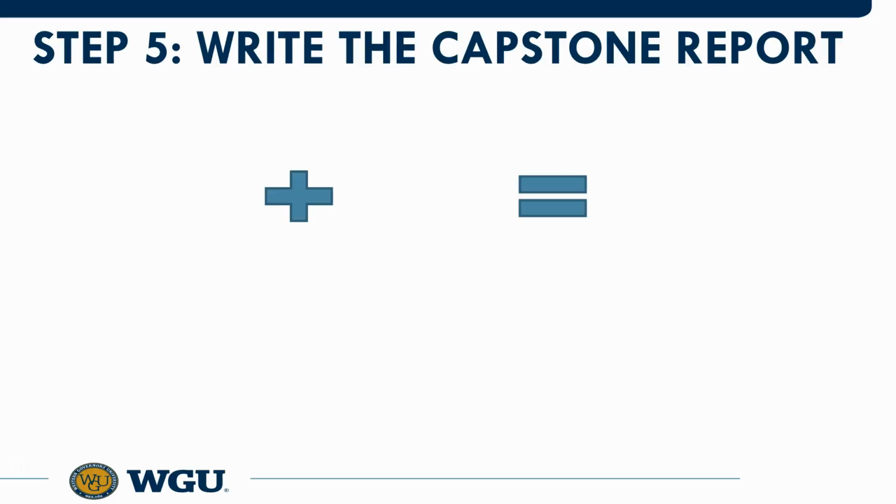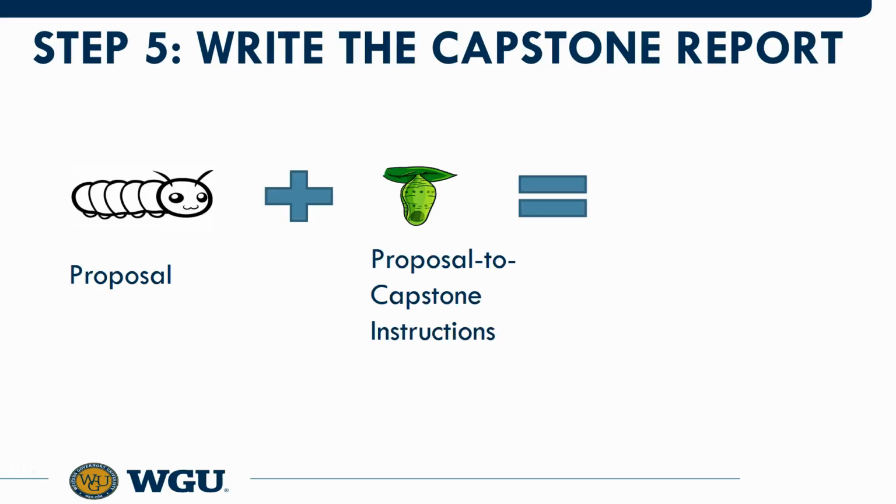Step 5, write the capstone report. The capstone must stand on its own because evaluators don't have a convenient way to look back at your proposal. All they can see is your capstone paper. Therefore, you will include most of your proposal in the capstone report, but with some changes and additions. A detailed set of instructions about how to make the transition is in the course of study, Step 5. It has a video too. Watch that first and use the instructions for reference. Your proposal plus the proposal to capstone instructions results in your capstone report.